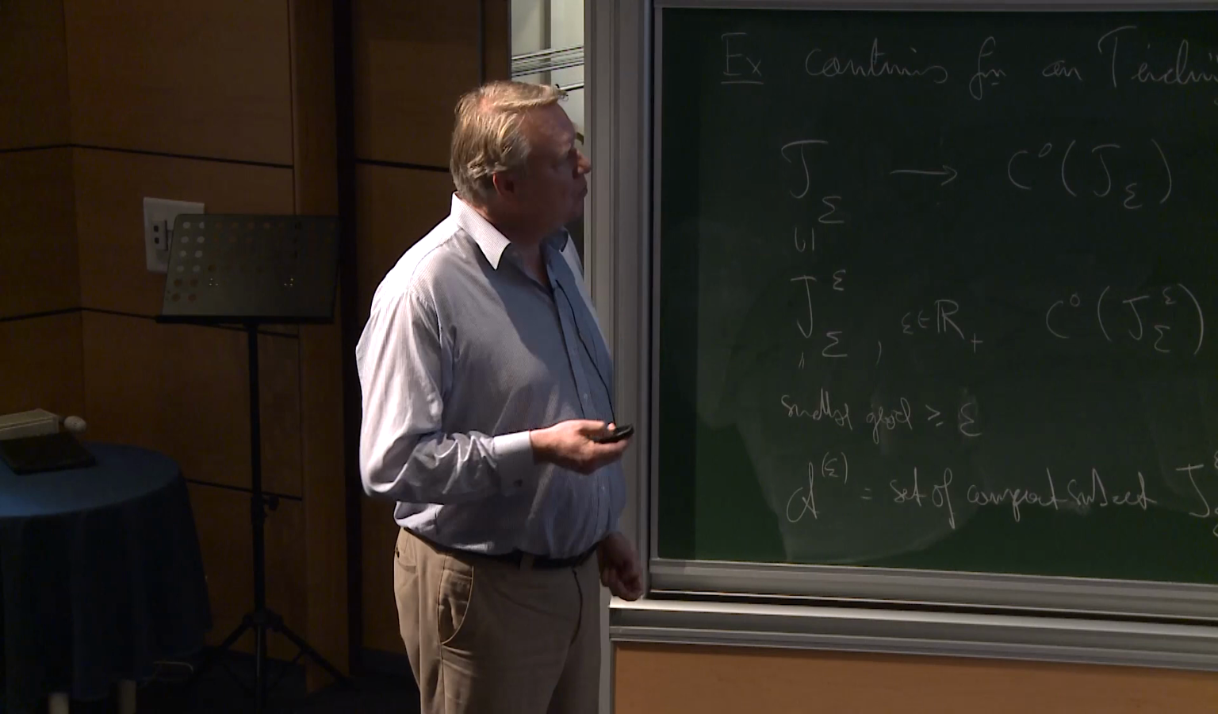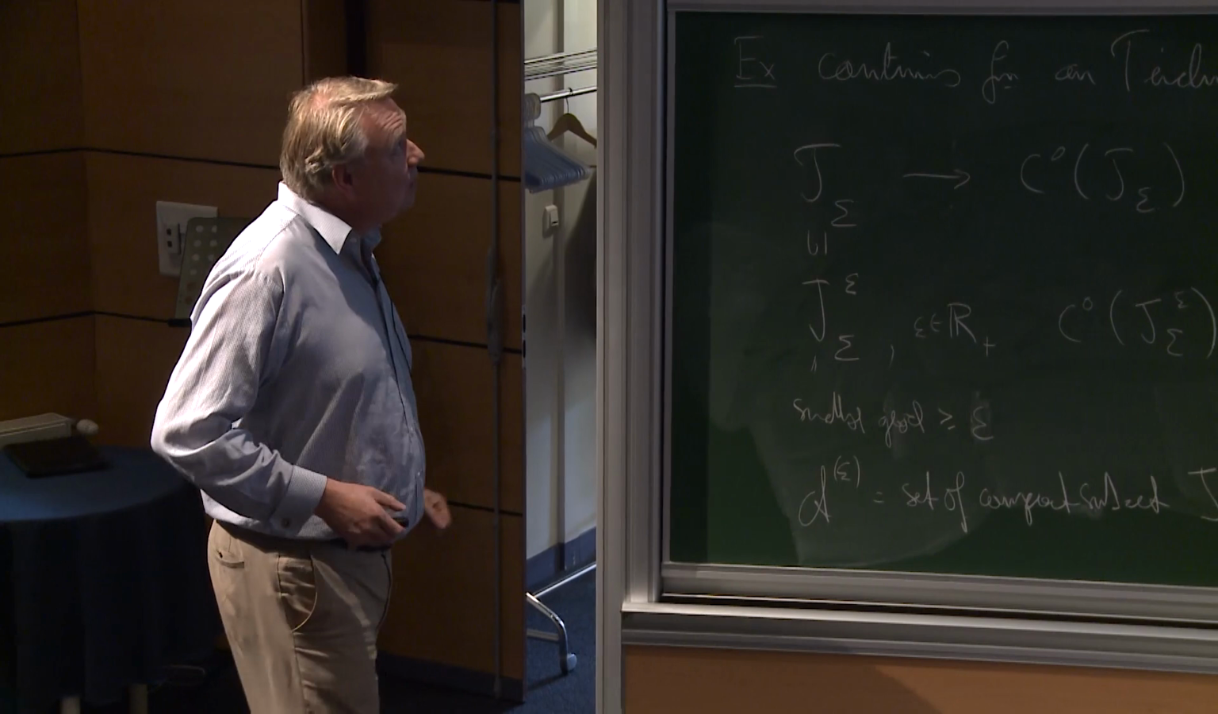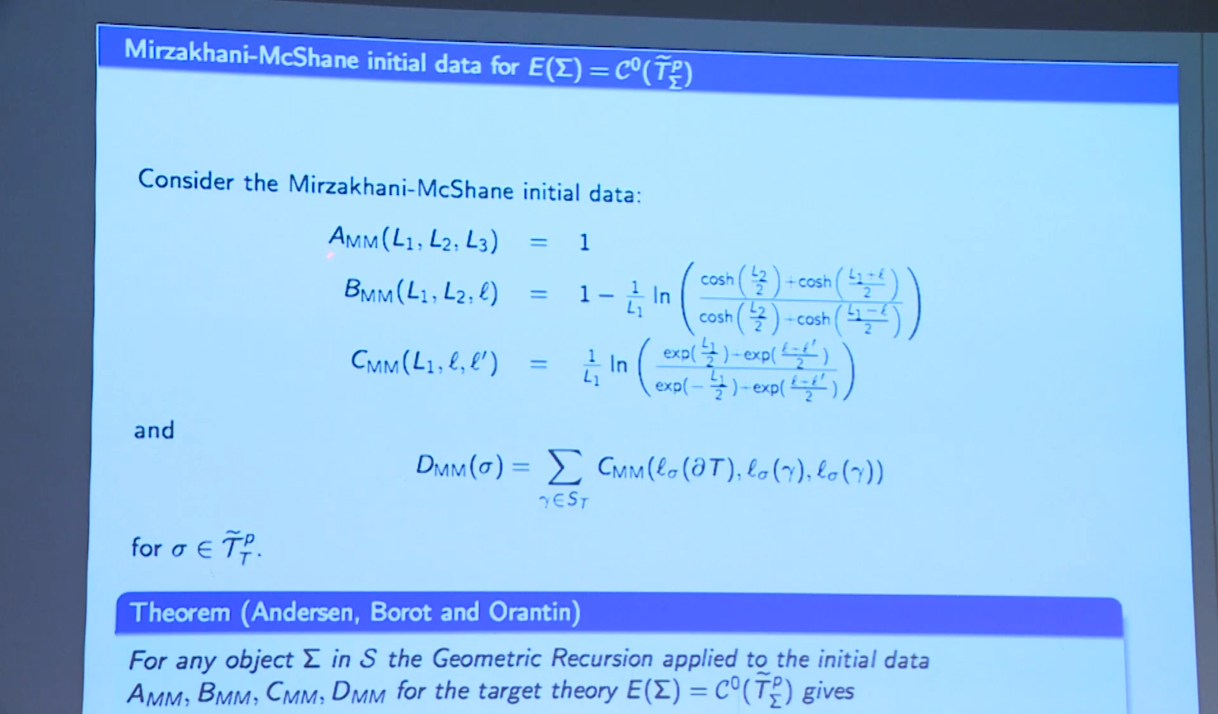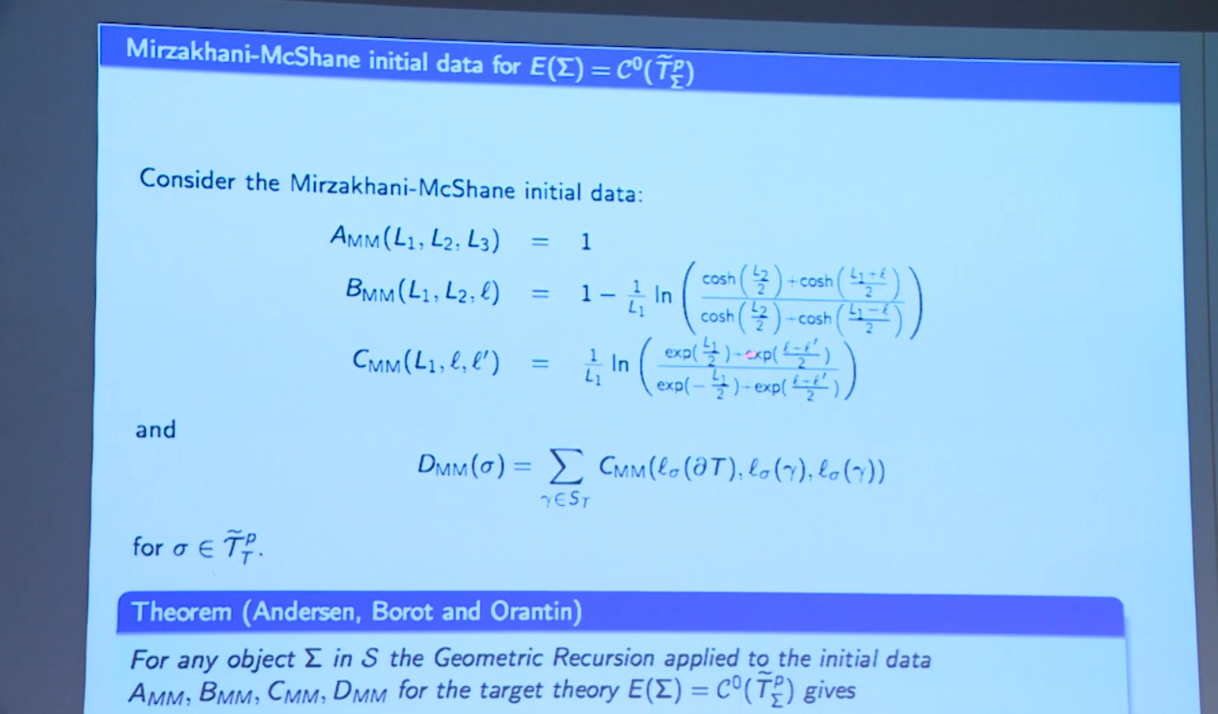Okay, but I'd rather give you some examples. So let's consider the following. We call this the Mirzakhani-McShane initial data. What you do is you take A to be the constant function 1, and then B and C are given by these very explicit expressions you see here. And then D is just obtained by taking what I would call the partial trace. You just sum C over, here you insert the length of the boundary of the torus, and here you insert the length of a simple closed curve in the interior that cuts this thing into a pair of pants, and then you sum over all such.